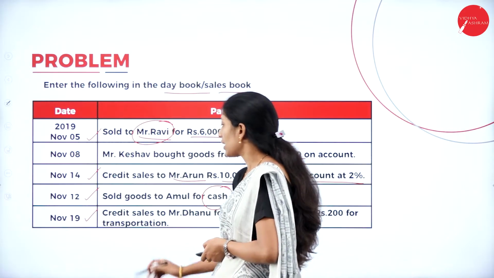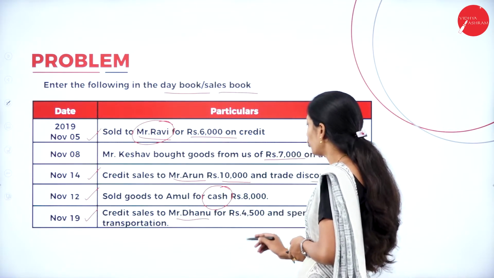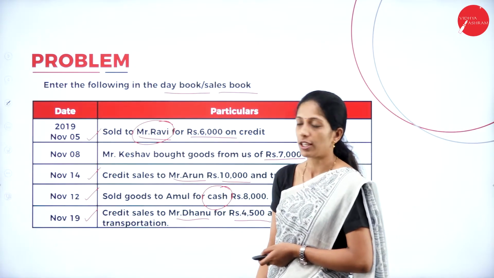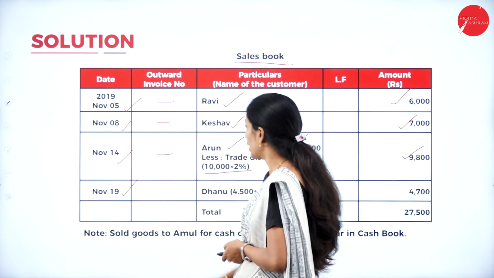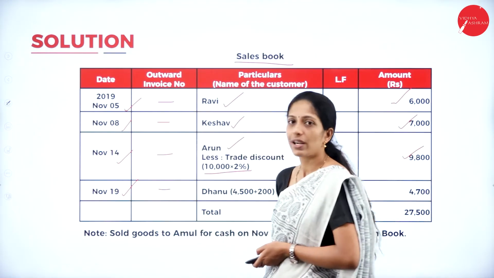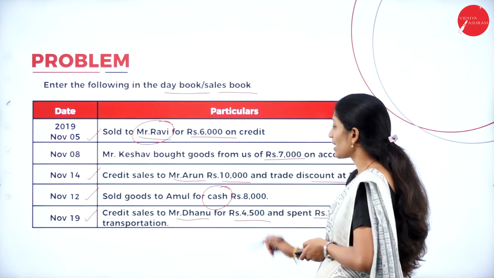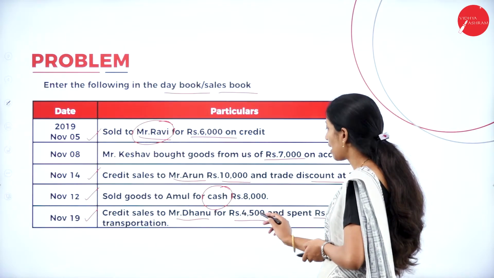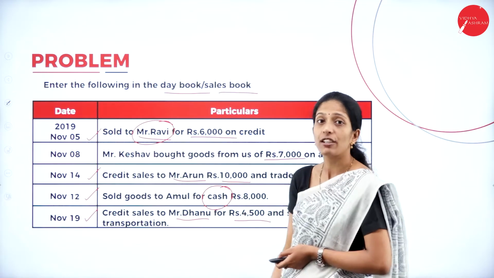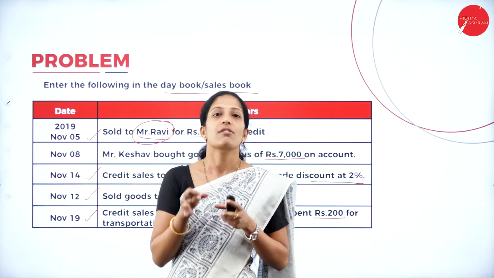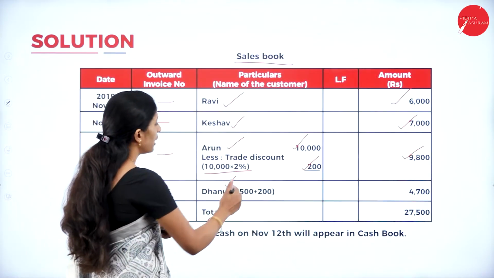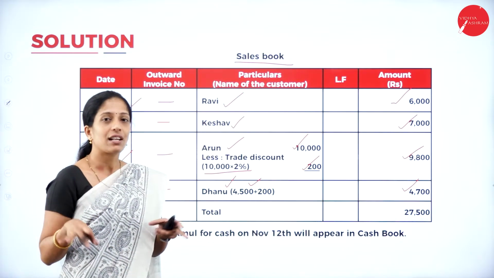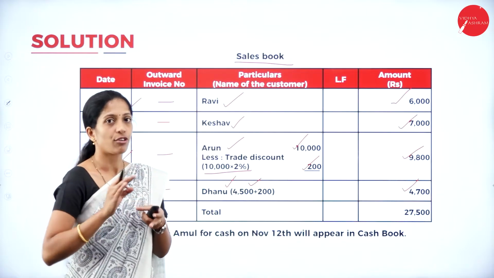Next, November 19th, credit sales to Mr. Danu for rupees 4,500 and spent rupees 200 for transportation. So how do we write? November 19th. There is no outward invoice number, but what is the name of the customer? Danu. So write the name of the person. Next, they have given 4,500 and spent rupees 200. So 4,500 plus 200 you have to add. So how much it is? 4,700.